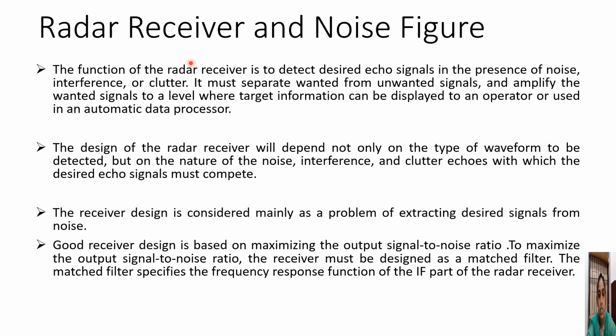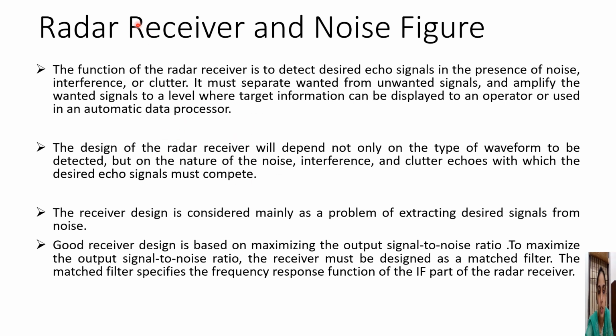Now, the radar receiver design will not only depend upon the type of waveform which is detected, that is either the CW or the pulse, but will also depend upon the clutter signals, on what type of noisy environment it is operating. For example, in A scope, we have identified the amplitude variations between the stationary object and the moving object in case of MTI radar. So all this will depend upon the design of a radar receiver.